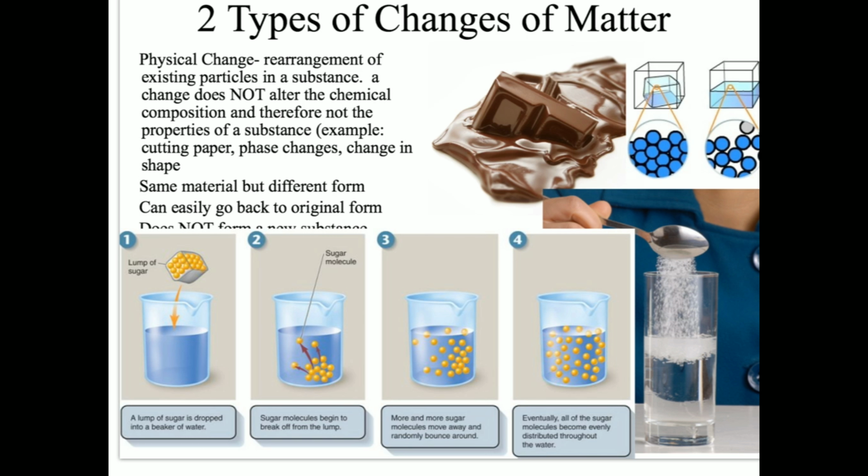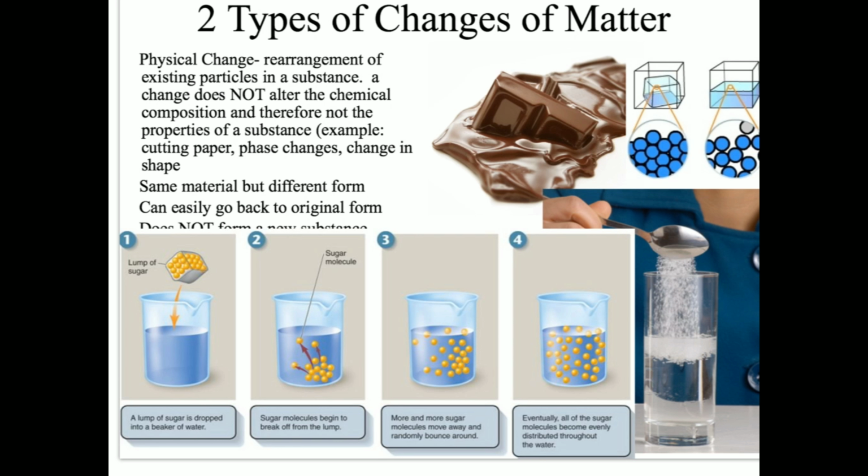The first type of change we're going to look at is a physical change. Physical changes involve a rearrangement of particles, but they do not involve the creating or breaking of any bonds. So the formulas, names, and properties of the substance don't change. Instead, the substances simply rearrange.